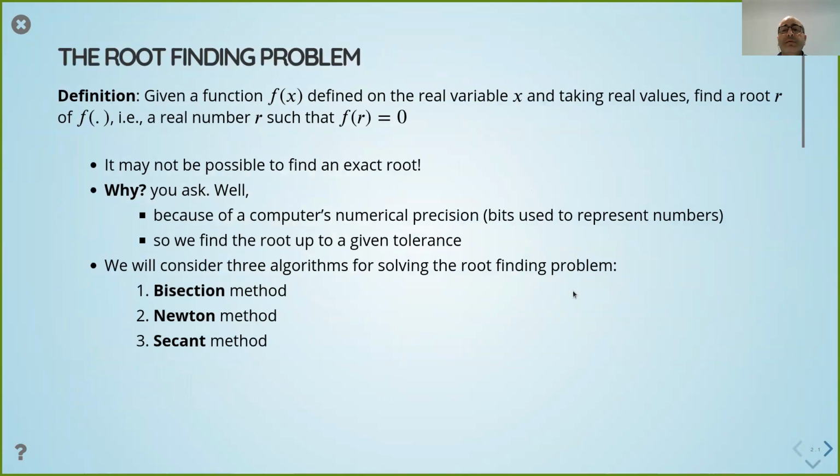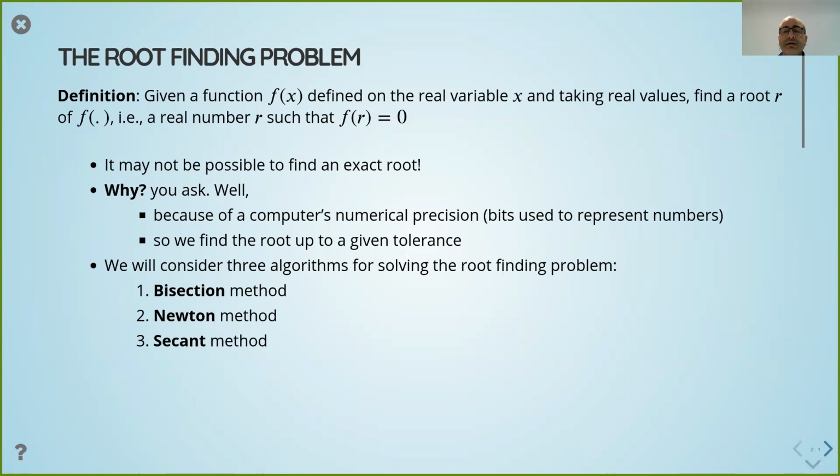What is the problem? The problem is we have a function, f of x, and this function varies continuously on the real axis. The question is, can we find the root of, or a root of, the function? Specifically, it will be a real number r such that f of r is equal to 0. If this is the case, we say that r is a root of f. So the question is, given a function, can we find the root or a root of this function?